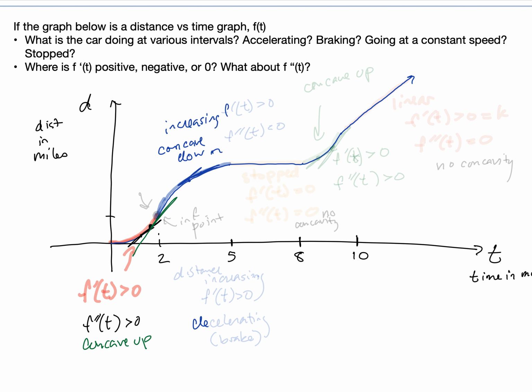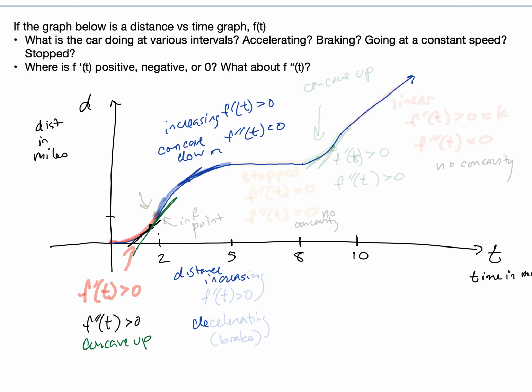So that means that f prime of t is greater than 0, the derivative is positive, but f double prime of t is less than 0. The derivative is decreasing, the slope of the tangent line is decreasing, and if we look at the tangent lines, they're above the curve, meaning that we're concave down. And so what would that mean? That means that our distance is still increasing.